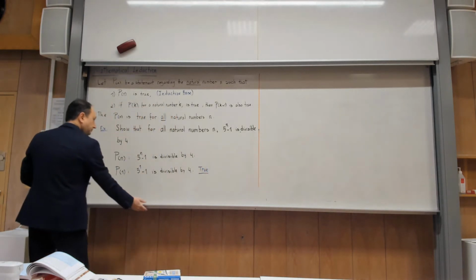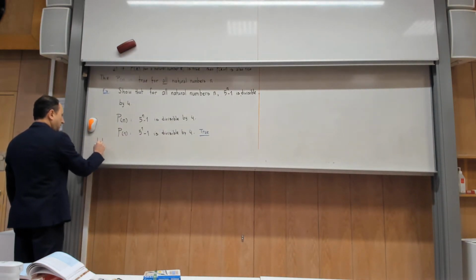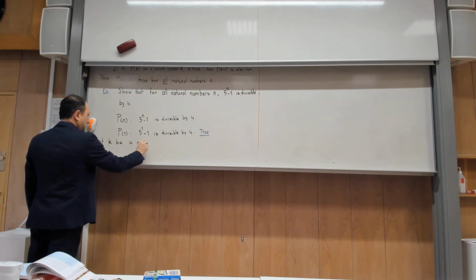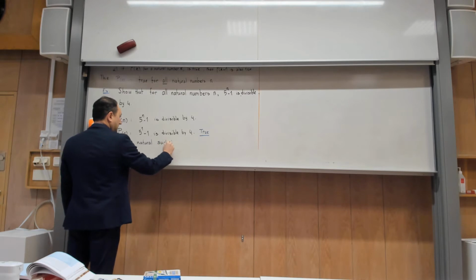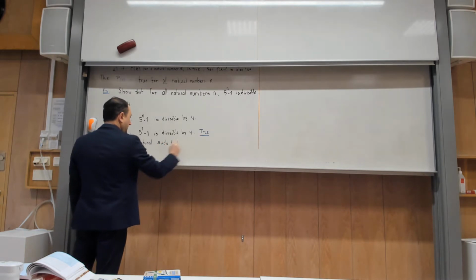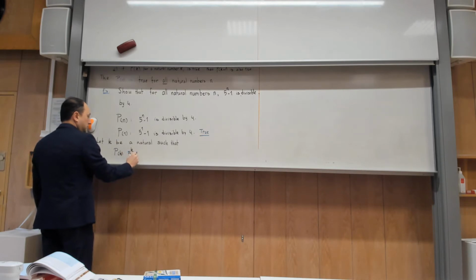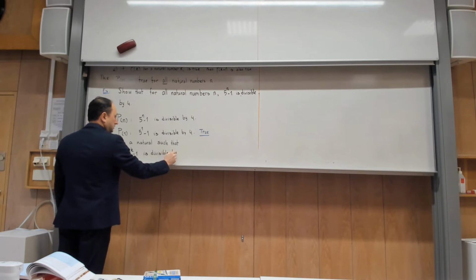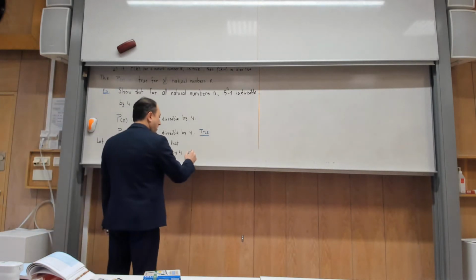But now, I would say let k be a natural number such that p of k. What is p of k? P of k means replace n with k everywhere. Yes? This is called the inductive hypothesis, yes?